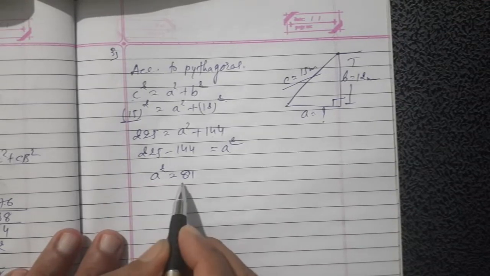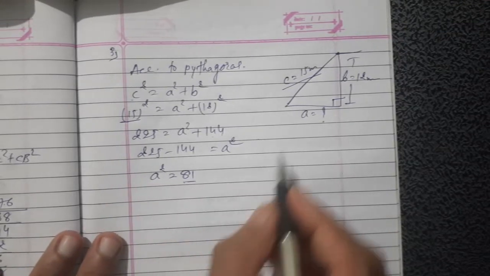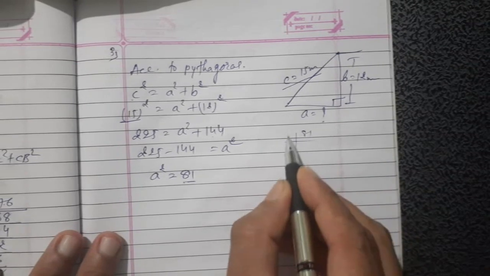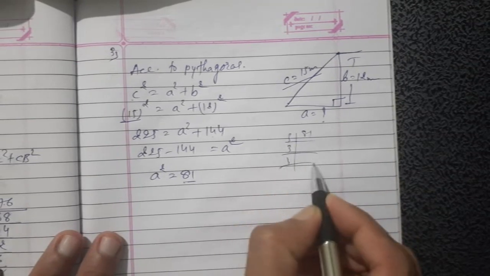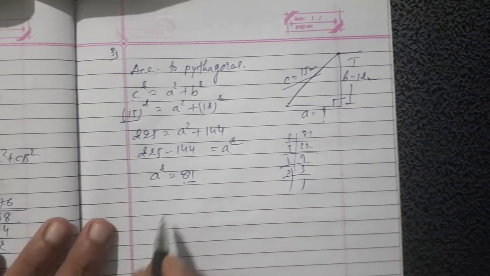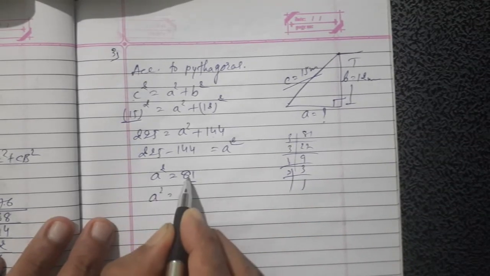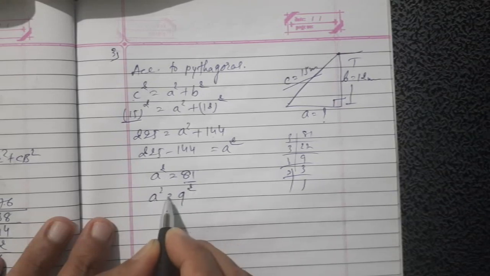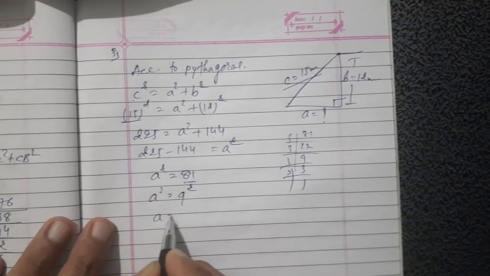Now write down 81 in square form. Otherwise you just factorize that one. 81, 3, 3, 3, 3 and 1: 27, 9, 3. Otherwise, directly, we know that is the square of 9. Directly write down 9 square. Square remove. So A equal to 9 meter.